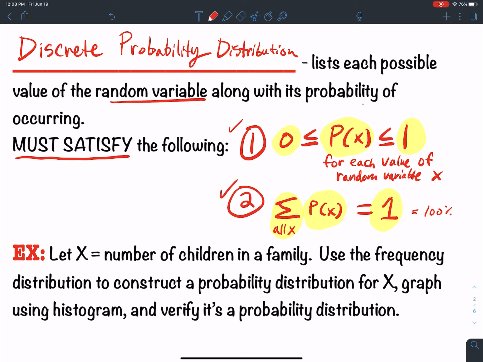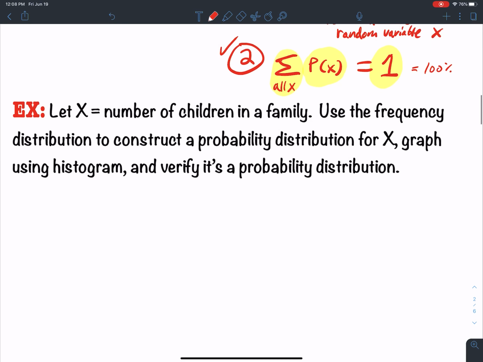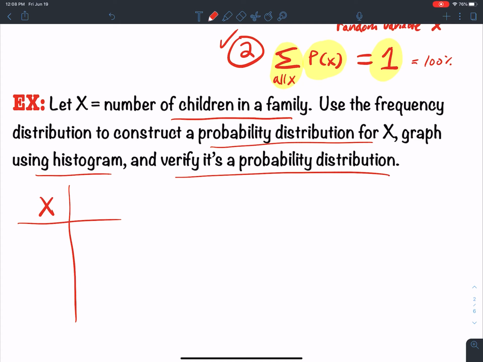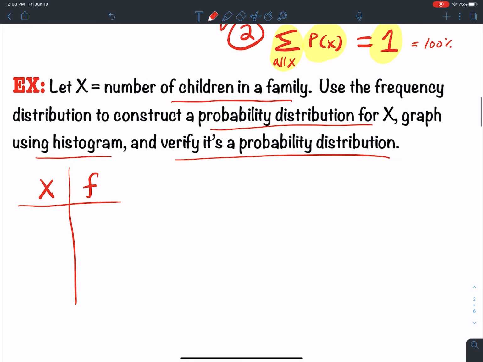So what I'm going to do is take this example and make a discrete probability distribution. Let x be the number of children in a family. Use the frequency distribution to construct a probability distribution for x. We're going to graph the histogram and verify that it's a probability distribution. So here it is, x, and then f for the frequency.